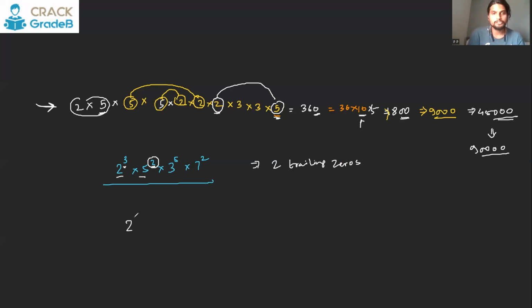If I write another case, 2 raised to the power 3 into 5 raised to the power 5 into 3 raised to the power 2, how many trailing zeros will this have? This time we have three 2s and five 5s. So this time the critical will be the 2s. We have only 3 number of 2s, and that's why there will be 3 trailing zeros, because only 3 pairs will be formed out of 2s and 5s, right? This is about the normal product form.